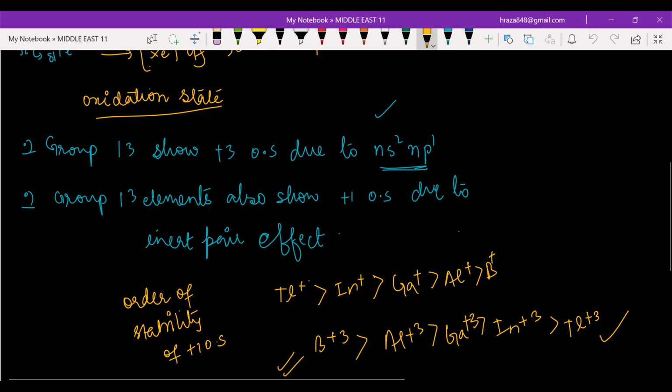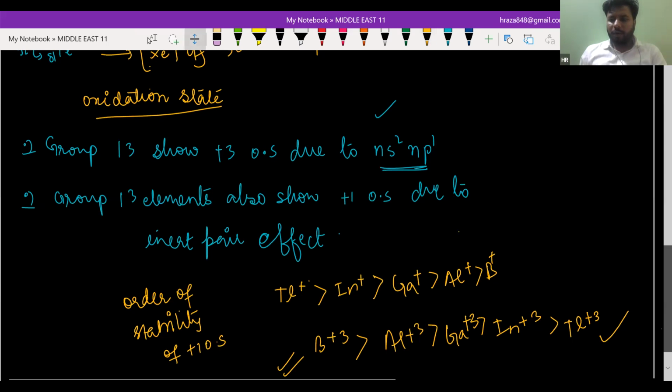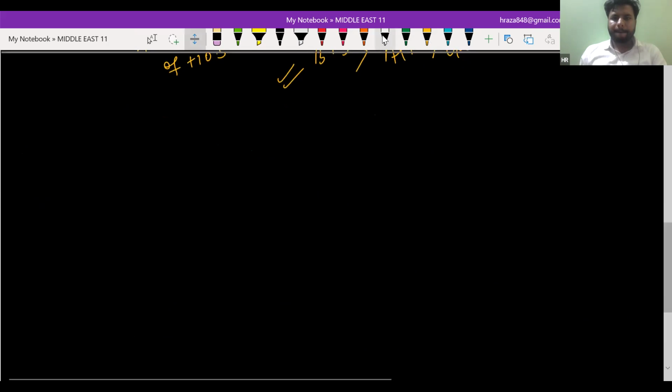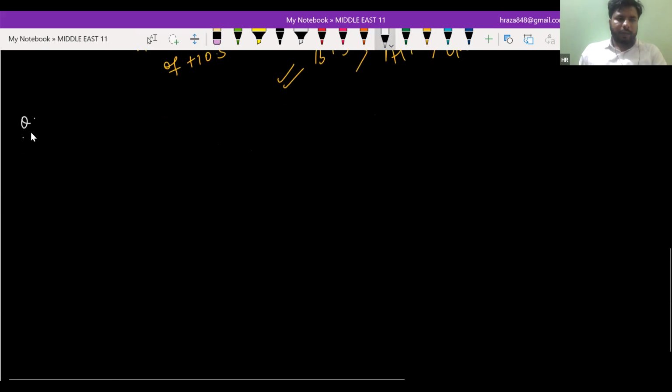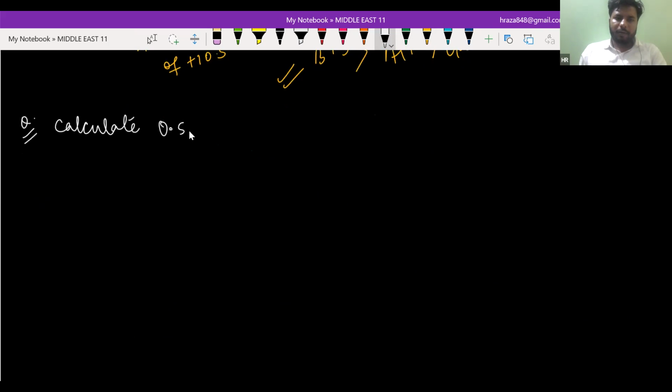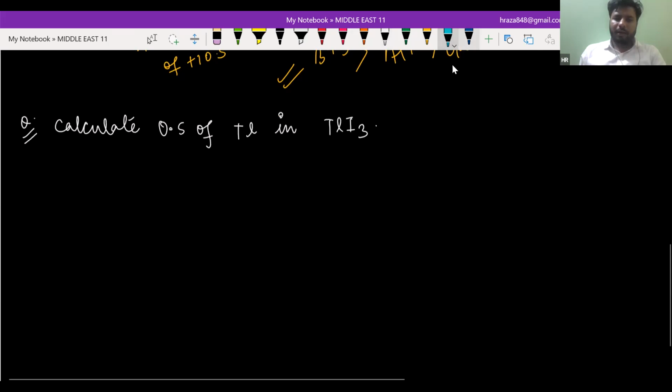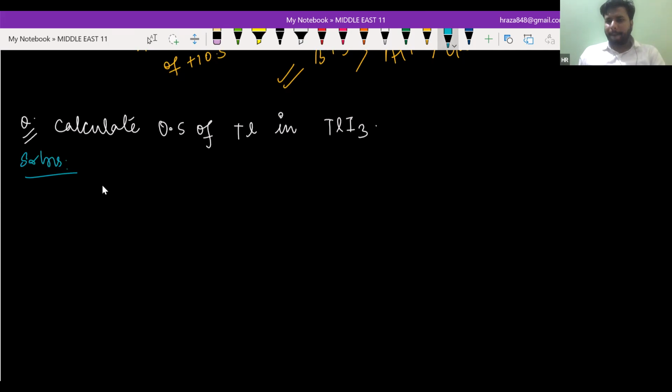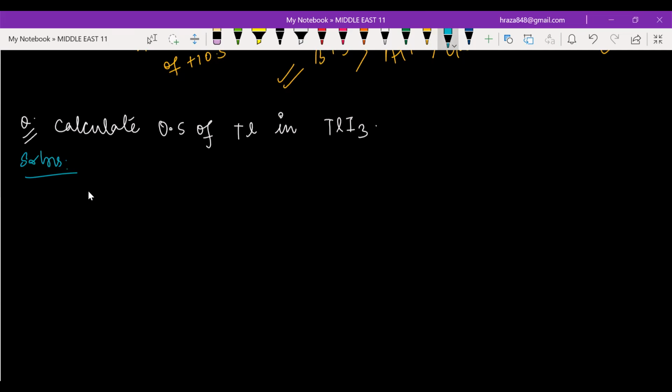Now, moving to the best part. Do you know how to calculate oxidation state? Calculate the oxidation state of thallium in TlCl3 or TlI3. Can you calculate the oxidation state? Yes or no? Sir, can you give an example?